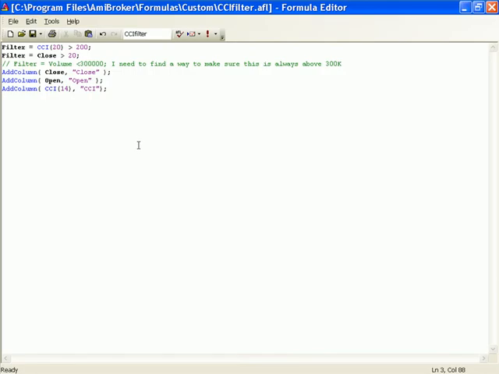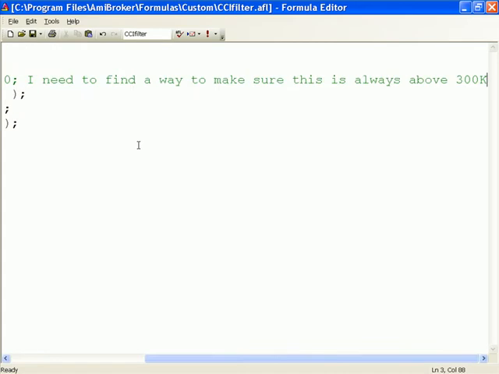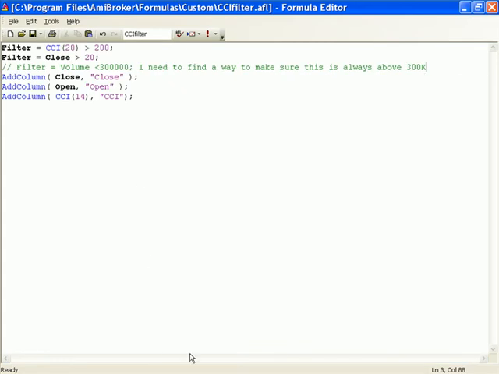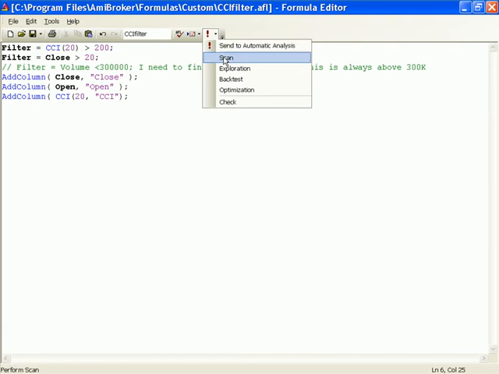So let me zoom in a little bit. I'm using the control key again, and that's a little bigger. Should wrap. Anyway, add column, close, open, close, add column CCI, and let me change that to 14. Change that to 20. Control S. And now let's go ahead and scan.